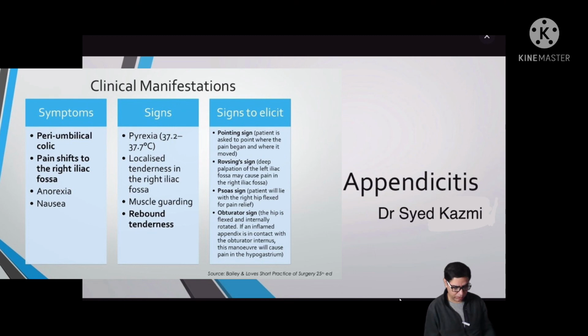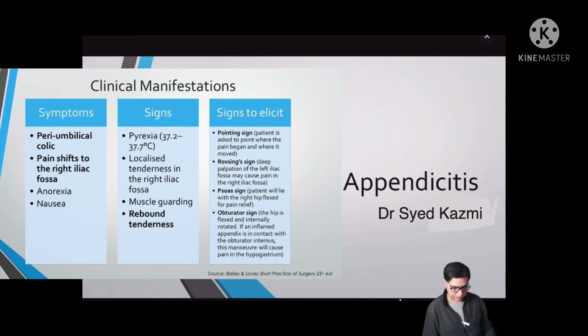Then you've got what we call the Rovsing sign. Rovsing sign means that you press the opposite side. So you deeply palpate the left iliac fossa, and that palpation of the left iliac fossa causes pain in the right iliac fossa. So you press the left side, but it doesn't lead to pain on the left side. It leads to pain on the right side. So that's what we call the Rovsing sign. Rovsing sign would be present in acute appendicitis.